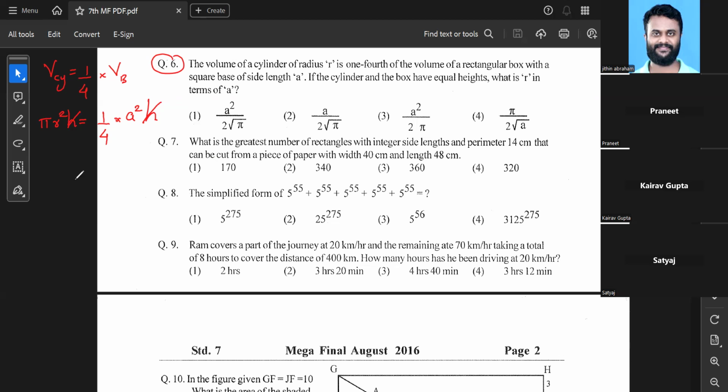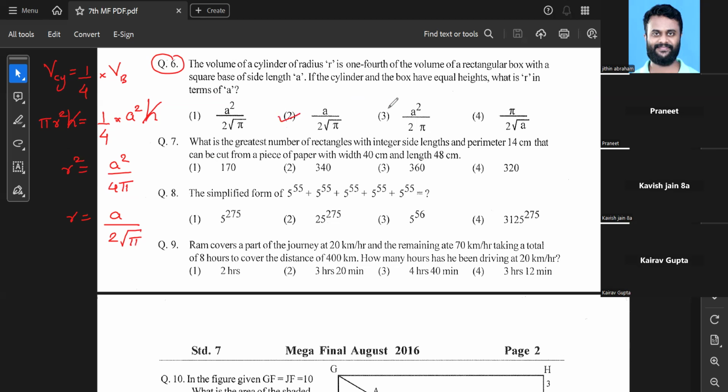They are asking r in terms of a. So keep r on one side and take everything else to the other side. You'll get r square equal to a square upon 4 pi. When you take square root on both sides, r becomes r, a becomes a, 4 becomes 2, and pi becomes root of pi. Option 2 should be your correct answer.